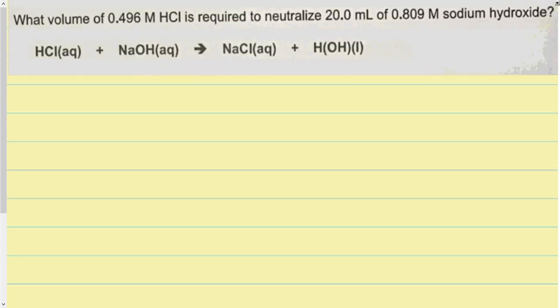So here's our next example problem. And in this one, we are given molarity of HCl, okay, again, that's our concentration, and we're given a volume and a molarity of the sodium hydroxide.